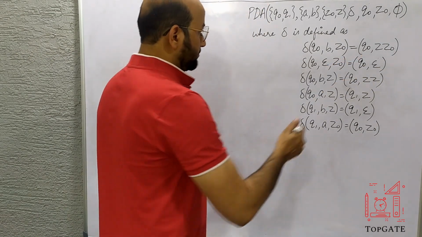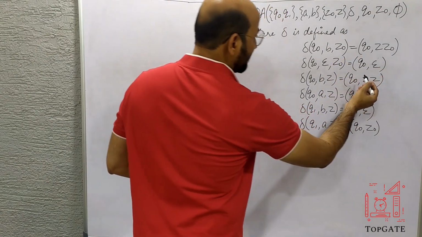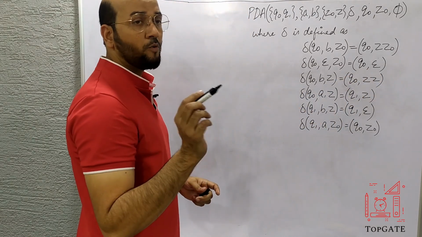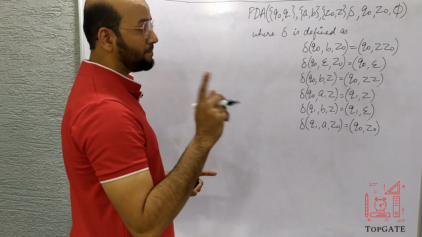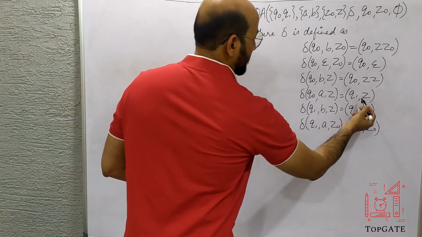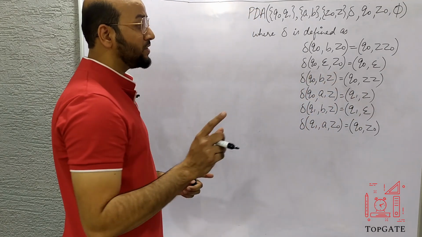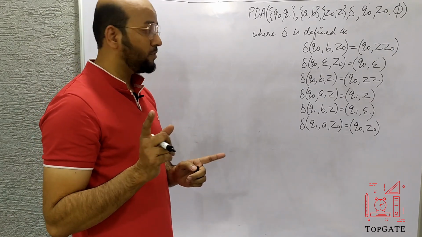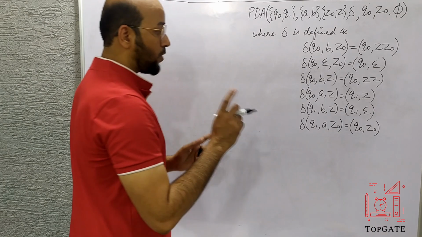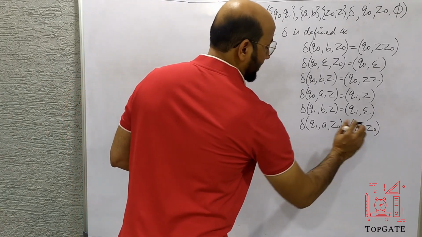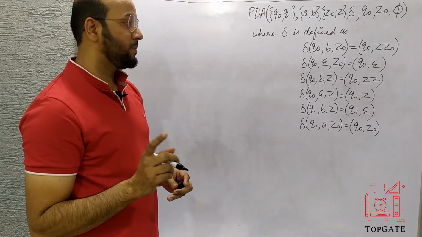So this is a push operation performed here. Now if you see this one, we have epsilon here. Epsilon means a pop operation has been performed. If you see ZZ here, that is 2 elements, that means a push operation has been performed. If you see Z here, a single element, that means a bypass or skip operation has been performed. And again here, this epsilon means a pop operation, and Z0, a single element, means a bypass operation has been performed.